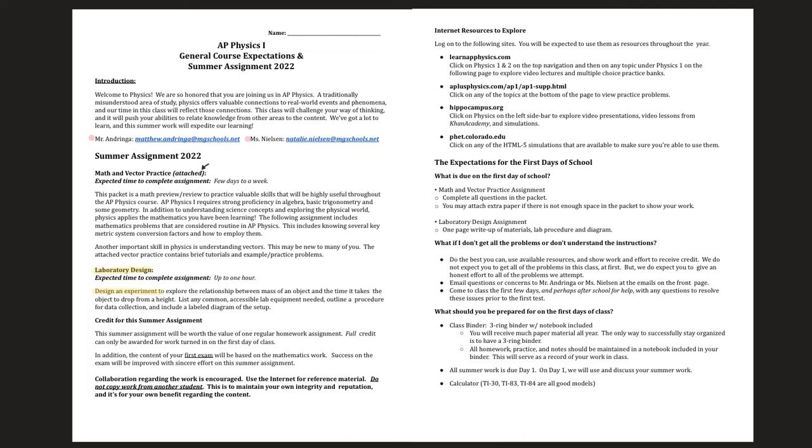Hopefully, again, you got a chance to at least look over this packet, especially that first page. We are collecting this on the first day of school. To help you get jump started, there are some really good resources listed on this second page. LearnAPPhysics.com is a wonderful website. It's got so many great videos, and we're going to use it sometimes in class, but it's a good thing to bookmark. It's also got a lot of multiple choice practice banks, which are going to be really great for you to use throughout the year.